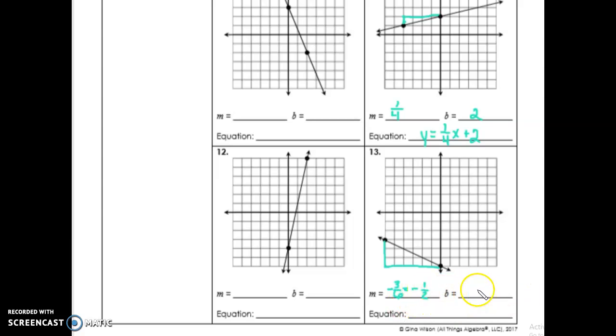My y-intercept, where does this line cross my y-axis? It crosses it right here. You got to start at the origin and count down to that point. 1, 2, 3, 4, 5, 6. I went down. This is a -6. So my equation is y equals mx. My m is a -1/2 this time, times x. I'm not going to put plus a -6. I'm going to do take away 6.